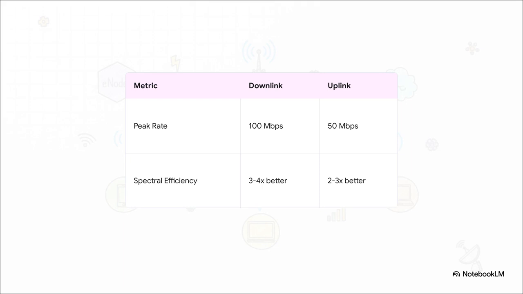And to make this a reality, LTE required a massive bandwidth leap. It demanded scalable channels up to 20 MHz to hit 100 megabits per second down and 50 up. Compared to older 3G Release 6 networks, we're talking about a 3 to 4 times improvement in spectral efficiency on the downlink. The goal wasn't just to be a little bit faster, right? It was to squeeze fundamentally more data out of the exact same invisible radio frequencies.